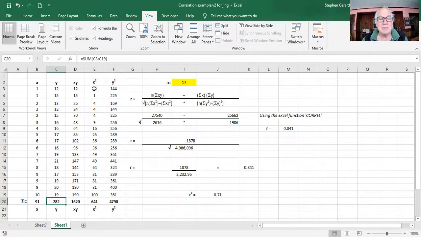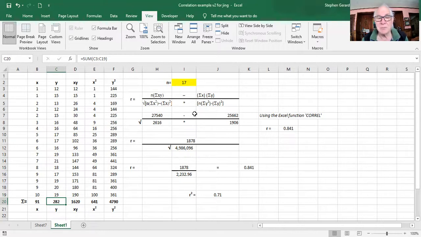Then this column here is the X squareds. 1 squared is 1, 2 squared is 4, 5 squared is 25, and so on. Then over here I have the Y squareds for each one of those. 12 squared is 144, and 21 squared is 441. And down here at the bottom, I have the sum of the X's, the sum of the Y's, the sum of the XY's, the sum of the X squareds, and the sum of the Y squareds.